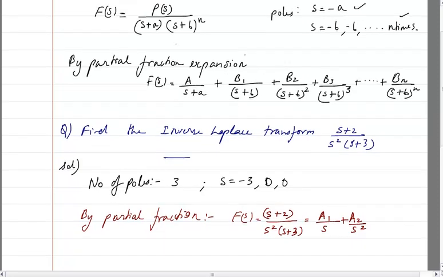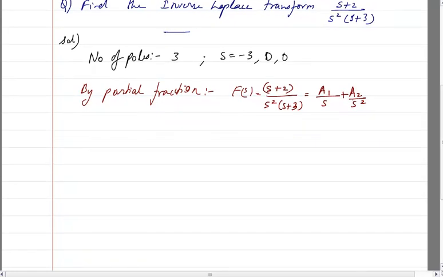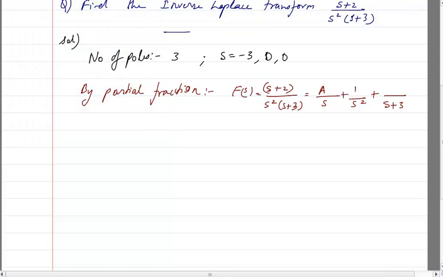So whatever are the repeated poles, I will write them in this expansion form. Here it was a square, so I wrote it for the case of A divided by s plus B divided by s squared plus C divided by s plus 3. Now I can write it like this, or for more clarity, because I am going to write it in the form of an equation, I can even write it like this. This is B and here is C.